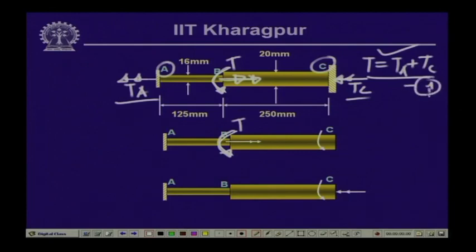Now, another equation we can generate from the compatibility criteria. Now, when this is subjected to a twisting moment here at T, and mind that this is acting at this point at B.